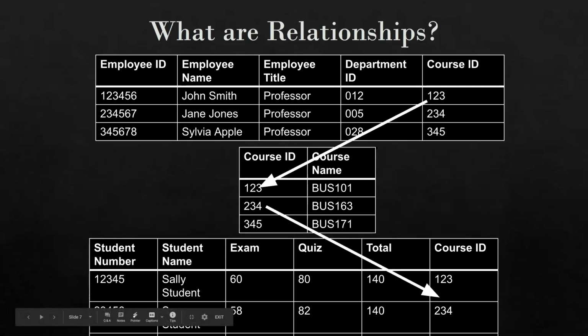Student number 12345, which is Sally's student, is enrolled in course ID 123. Course ID 123 is a foreign key to the course table here and the course ID column. And we see that course ID 123 is Biz 101. So we can see that John Smith is the professor for Biz 101. Sally's student is a student in Biz 101, okay?